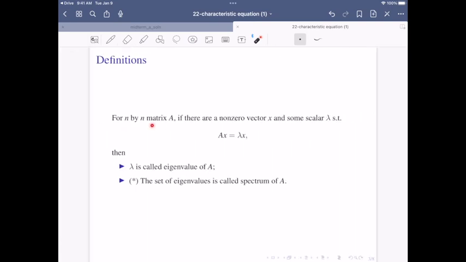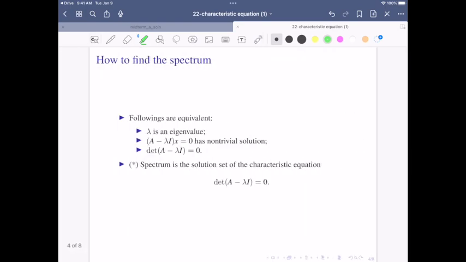For any n by n matrix A, if there is a non-zero vector x and some scalar lambda such that Ax equals lambda x, then lambda is called an eigenvalue of A. And we know that the eigenvalue could be multiple. The set of eigenvalues is called the spectrum of A. So if we have 2 eigenvalues, then the spectrum is a set of 2 numbers. So how to find the spectrum? Finding the spectrum is equivalent to finding all eigenvalues.